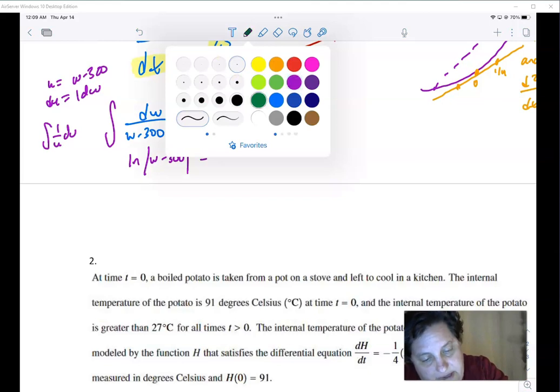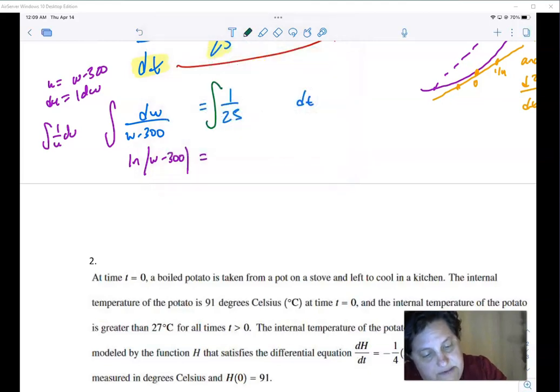Let's integrate this side. Different color, keep track of this. What's the integral of a constant, 1 over 25 dt? Well, we know before, when we were integrating 4, the integral would be 4x, right? Okay, this is 1 over 25t. And then remember, we don't need to put the constant on both sides. We just need to put it on one side. Because if I have a constant here and a constant here, it's just one constant. So we're cool with that.